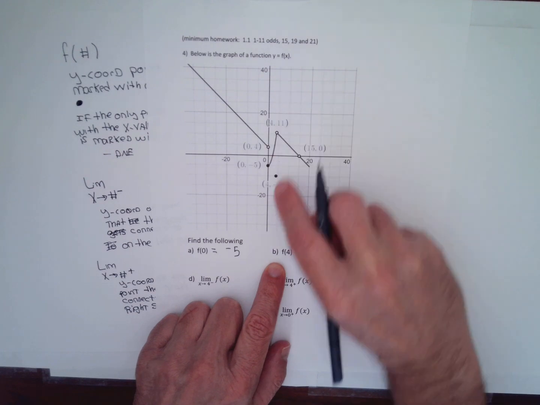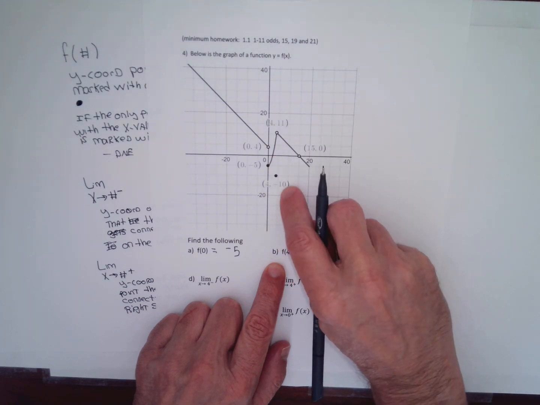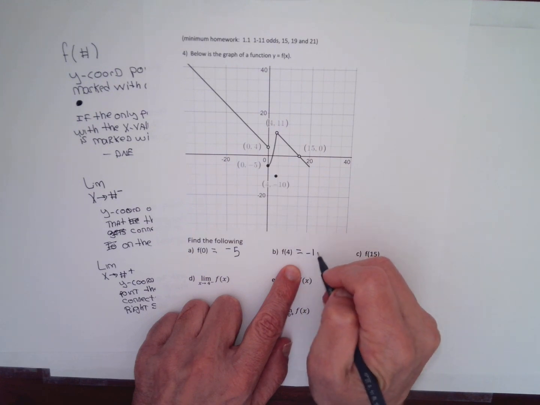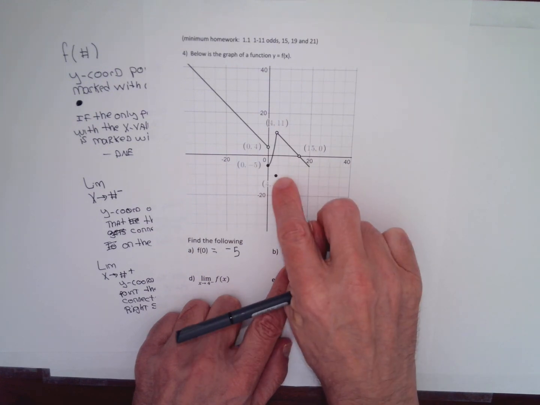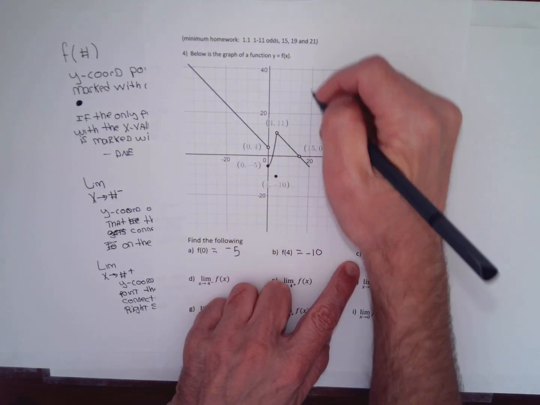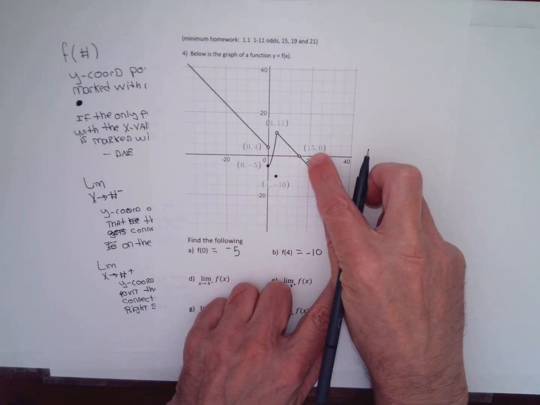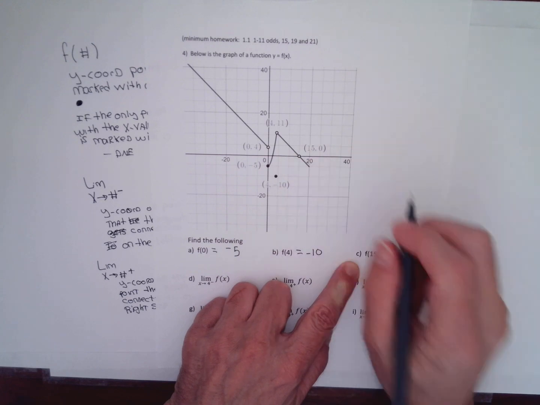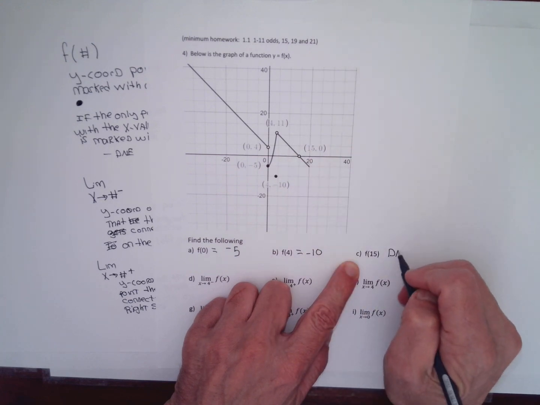For part B, I look for the points that have x coordinates of 4. There's the point 4, 11 and 4, negative 10. I want the point that has a solid dot, and I want its y, so it's going to be negative 10. And then lastly, f of 15, there's only one point marked with a 15 as its x. It has an open circle. There's no point that has a closed circle with an x of 15. So this is going to be a DNE.